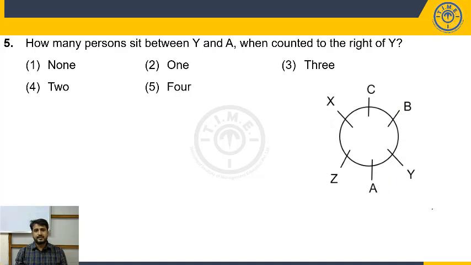How many persons sit between Y and A when counted to the right of Y? When counted to the right of Y between Y and A. Y's right side is this side. So how many are there? 1, 2, 3, 4. A is here. 4. Choice 5.